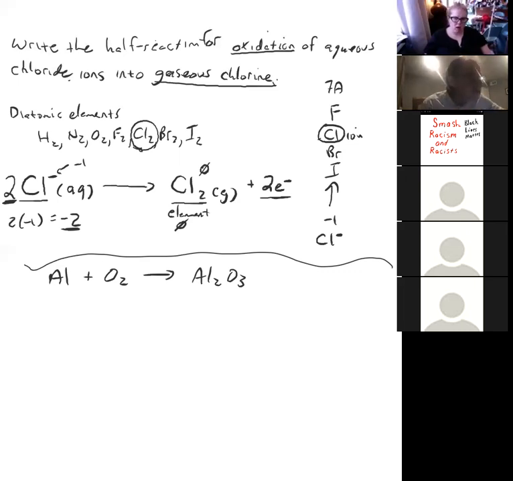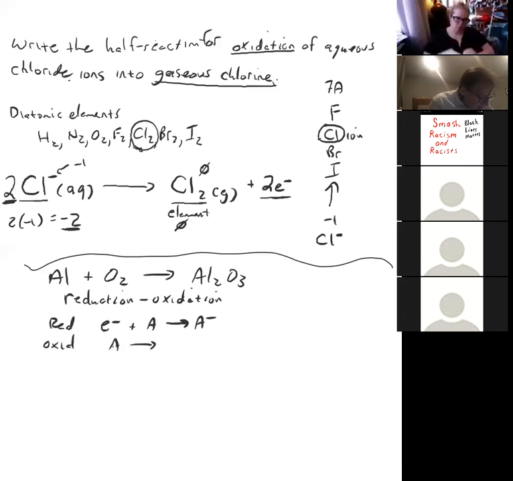Now, here's the thing about redox reactions. Redox reactions are actually 2 reactions: reduction and oxidation. So reduction is where electrons are gained, and oxidation is where electrons are lost. Just like with oxidation, the electrons are on the product side, with reduction, the electrons are on the reactant side. So there are 2 separate equations for a redox.